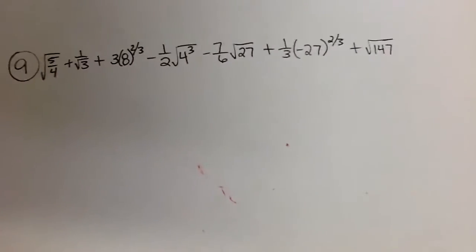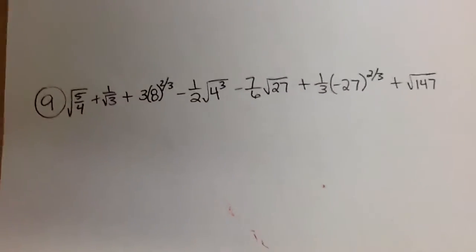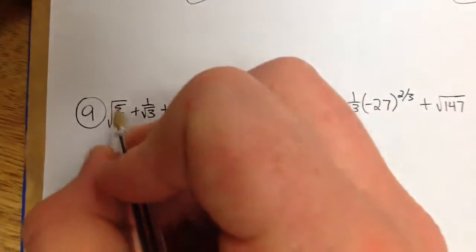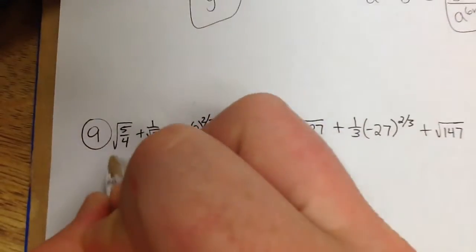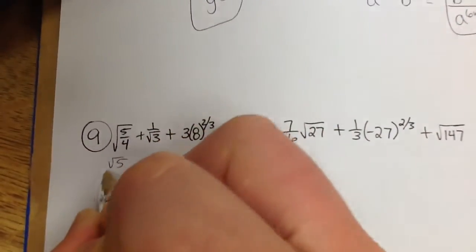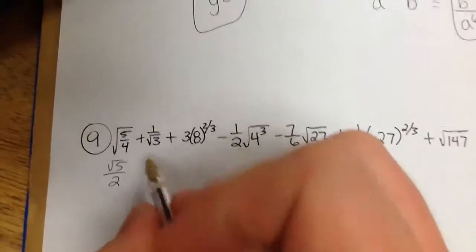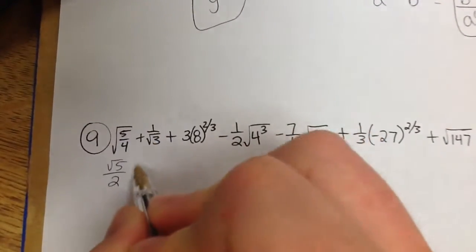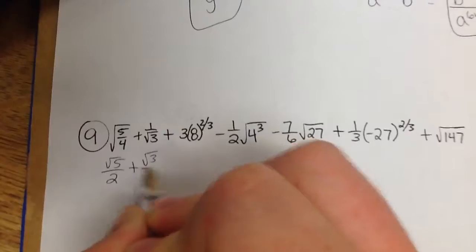Anyway, this big old long thing. I don't even know what the answer is. Let's see. Square root of 5 over the square root of 4, so that's just 2. Rationalize your denominator, so that ends up being the square root of 3 over 3.